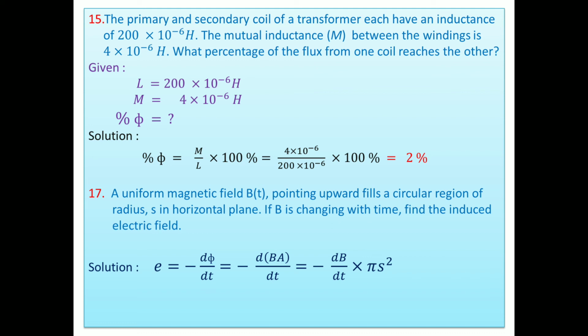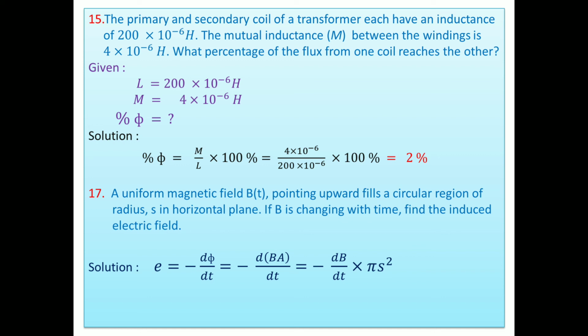Percentage of flux equal to M upon L into 100. So you can take here mutual inductance 4 into 10 raised to minus 6 upon 200 into 10 raised to minus 6 into 100. After calculation, you get 2%.